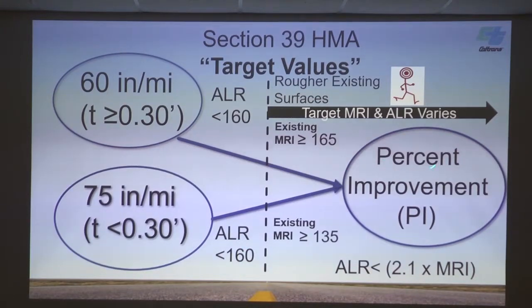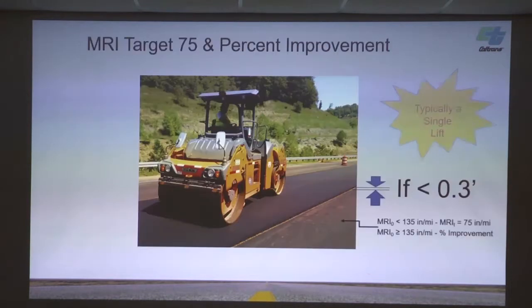So if we go into percent improvement, now it's going to get adjusted up if it gets into the rougher pavement. So there's a higher threshold. This spreadsheet that we have will tell you what that spec limit is. If it's not 160, it's going to tell you when it's other than 160.